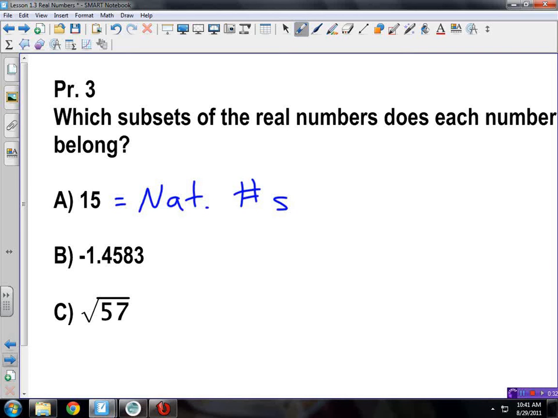How about B, which is negative 1.4583? Is it integers or rationals? Rationals, because it has a decimal place. And does the decimal place end or repeat? Yeah, it ends. So this is rational. And square root of 57. Irrational. Why? Yeah, it's a radical of a number that's not a perfect square. So this one's irrational.